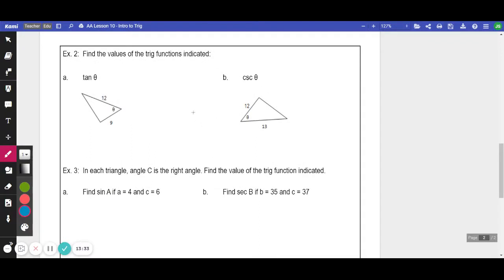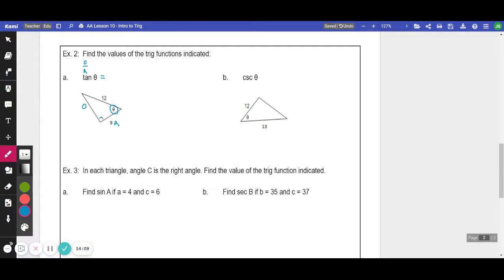So example 2, we are only asked to find one trig function. However, we don't have all three sides. So maybe I have the two sides I need, maybe not. Tangent of theta. So tangent, if you look back up at the top, tangent is TOA, opposite over adjacent. And it's based on my angle right here. So from this angle, the side opposite is this one. Oh shoot, I'm missing that. The adjacent is the 9. So I have the 9.